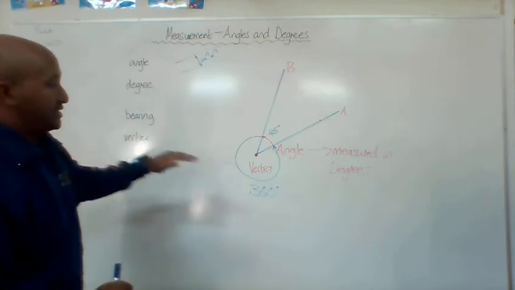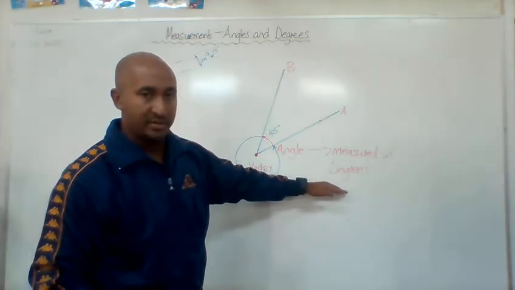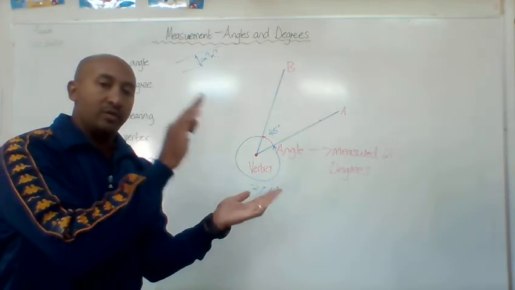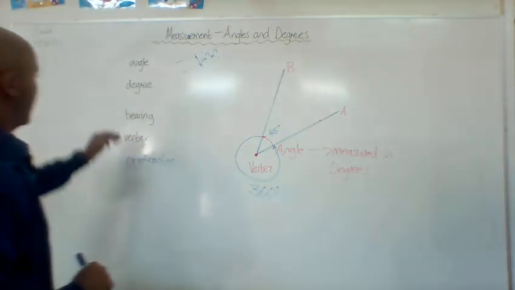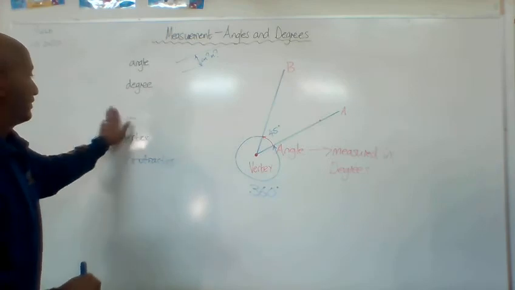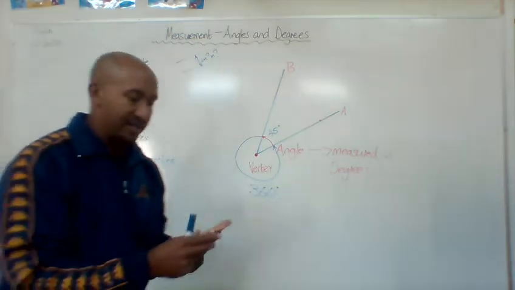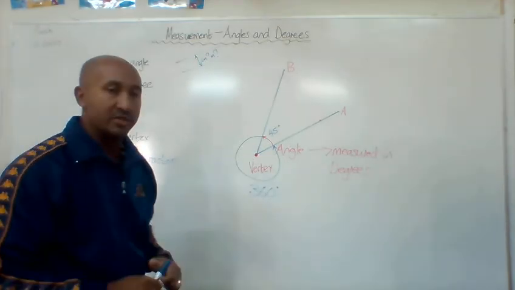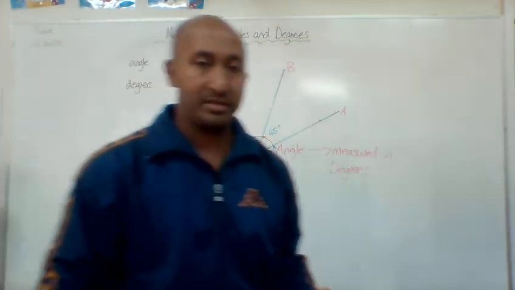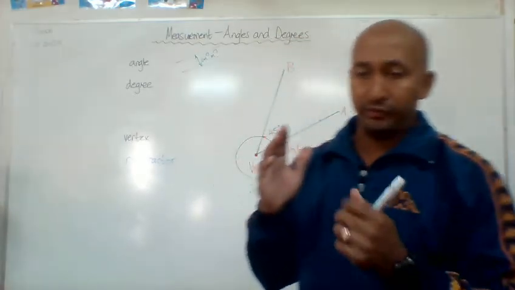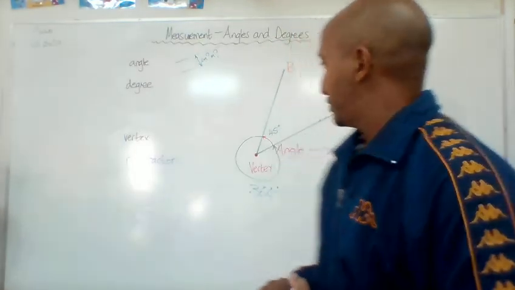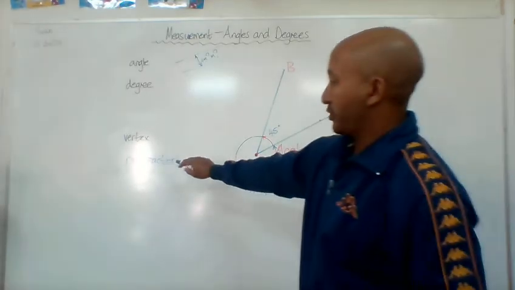Degree. A degree is the measurement of the opening. How much has it opened? We measure that in degrees. Bearing, this is something that we'll leave for now because that's got to do with compasses and direction. Vertex is the point at which those two lines that you're measuring meet. You're going to need to locate the vertex, and then you're going to have to use a protractor to measure. And then finally the protractor.